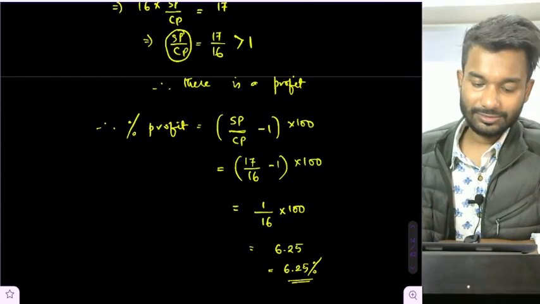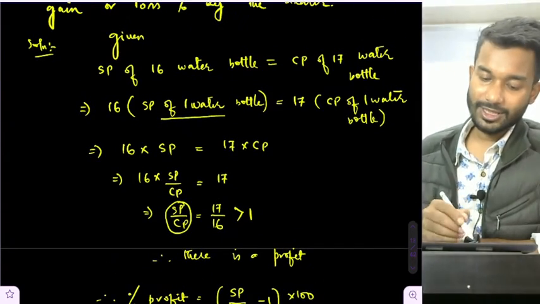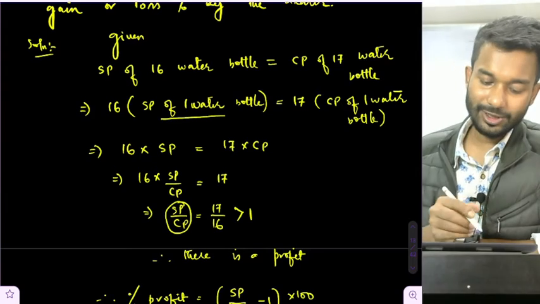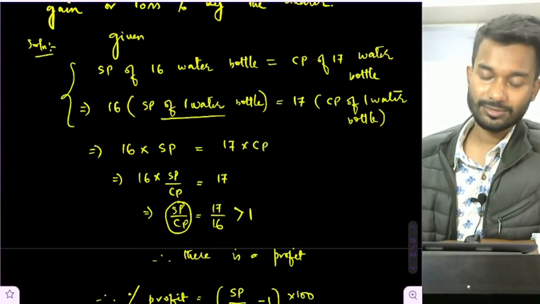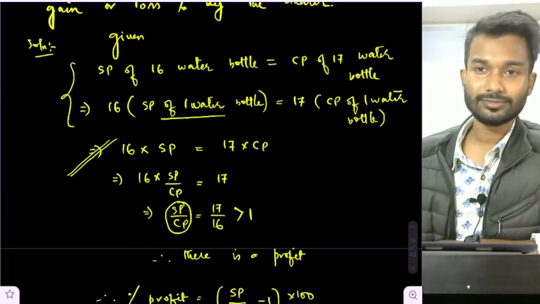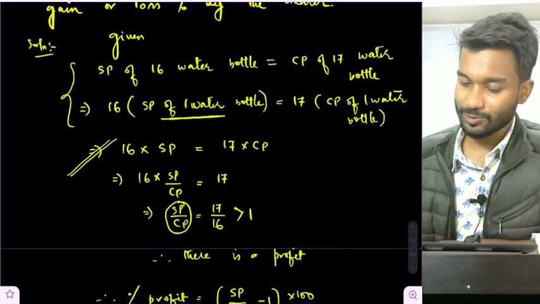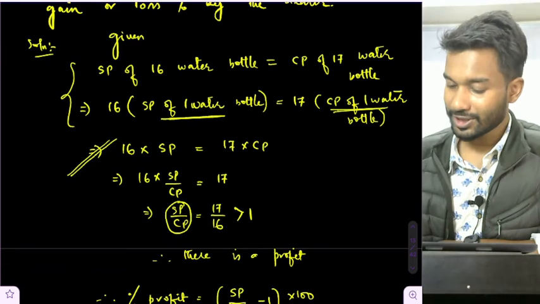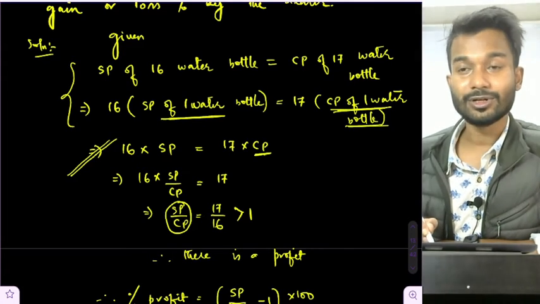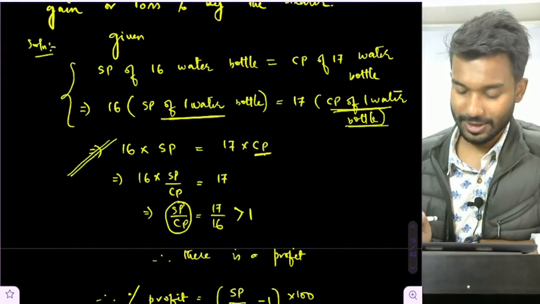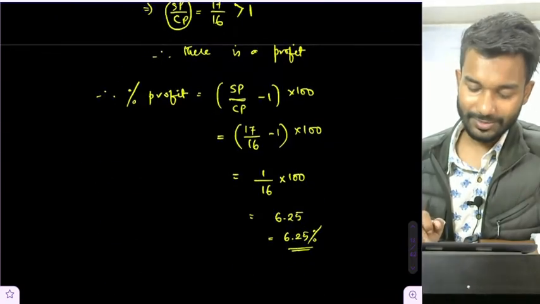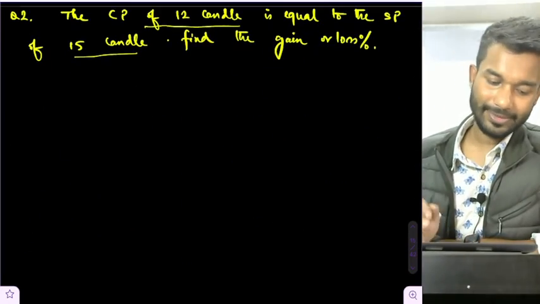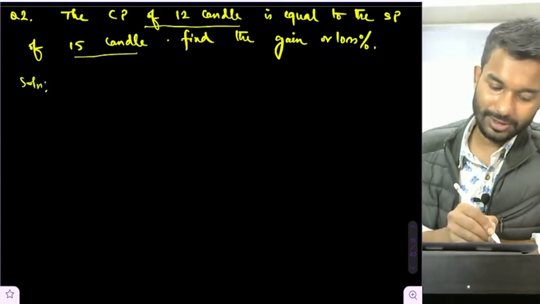See one thing, from next time, here I have explained everything, so we'll not write these two sentences. Directly, we'll start from here. Whenever one comes on both sides, we'll write directly into SP. Here the cost price of 1 water bottle was there; I will write CP directly from the next question. I hope it is clear. Next question, you see.